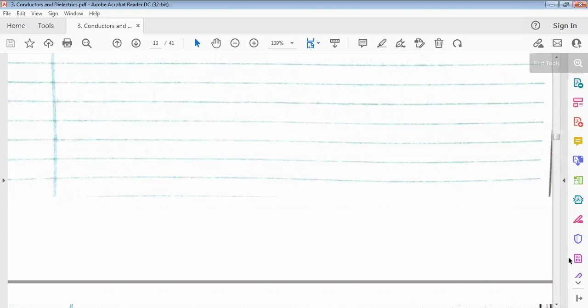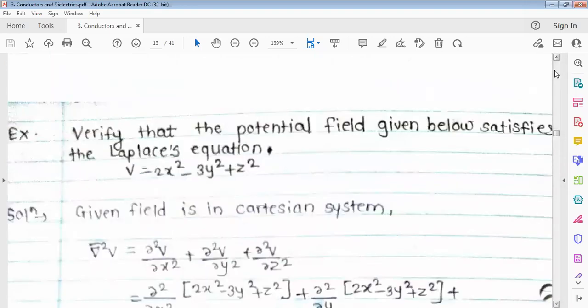Any doubt? If you have any doubt, you can ask me. Dielectric materials, then the polarization point is there. Any doubt? Anyone want to ask? Yes or no?